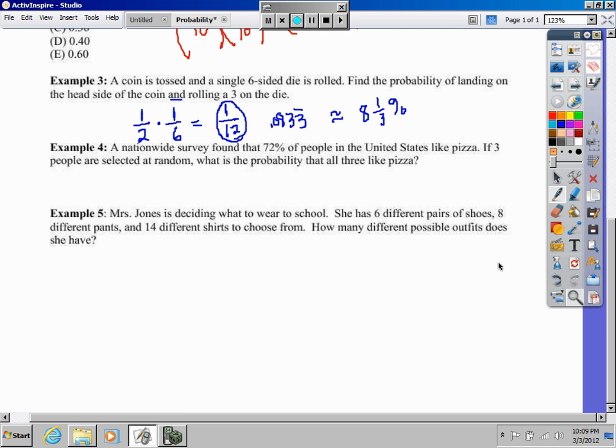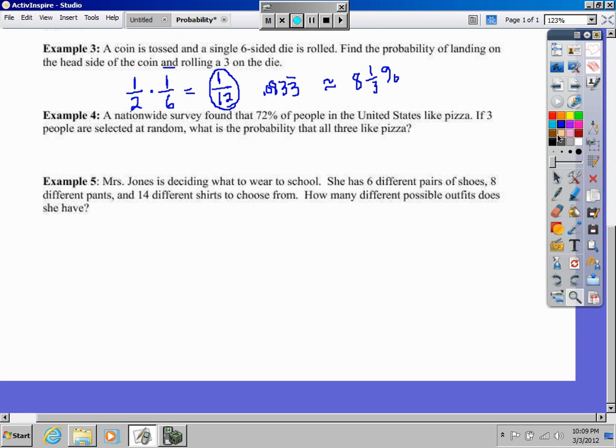Okay, let's look at example 4. Example 4 says that a nationwide survey found that 72% of people in the United States like pizza. If 3 people are selected at random, what's the probability that all 3 like pizza? When I pick the first person, the chance that he likes pizza is 72%, so 0.72. Now the second person is technically independent of the first person, so that would also be 72%. And then the third person would also be 72%.